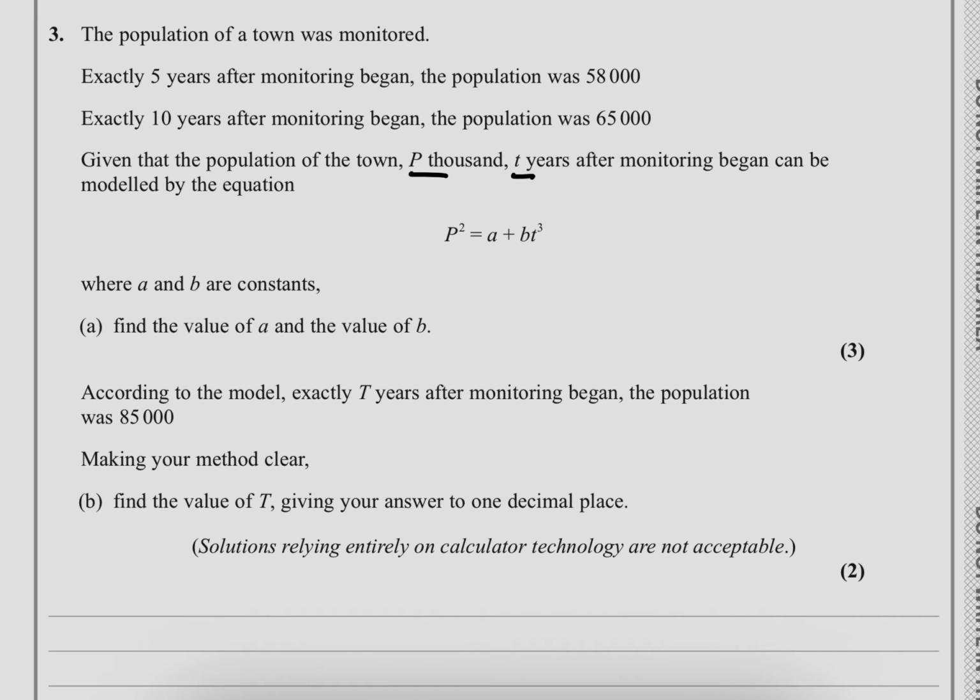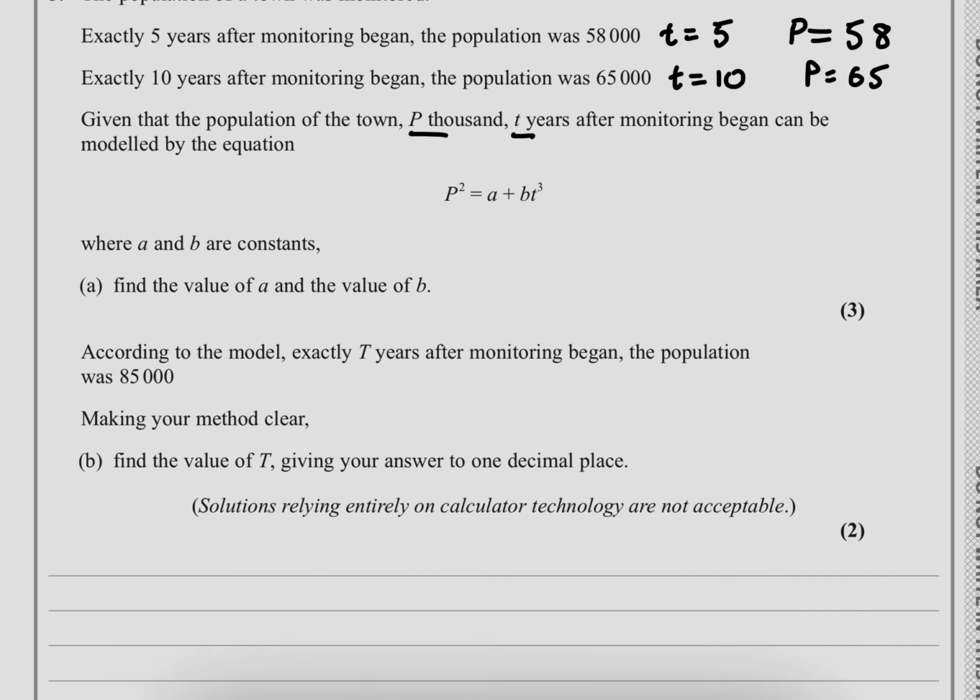So you're going to be given data already. Over here, 5 years after monitoring began, the population was 58,000. So your t, that's your years, would be equal to 5, and your P. Because P is in the thousands already, we cut off the thousands, so your P is just 58. Same thing over here, your t should be 10, and your population would be 65 because it's 65,000.